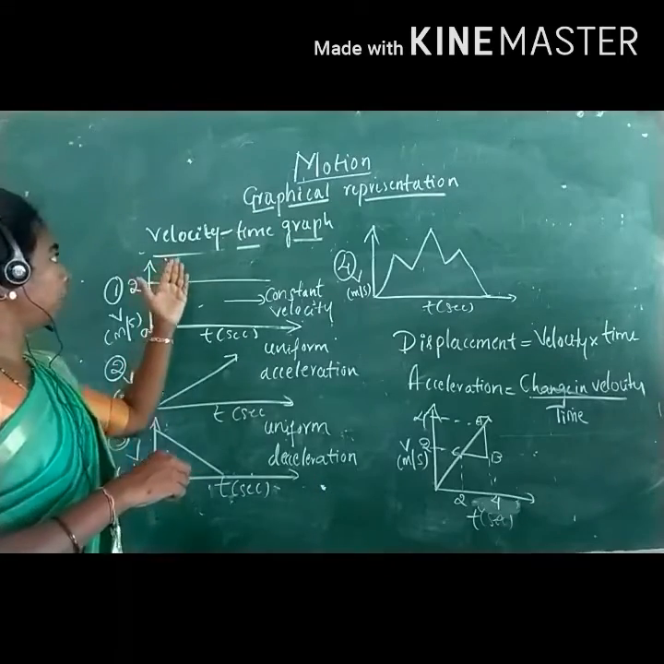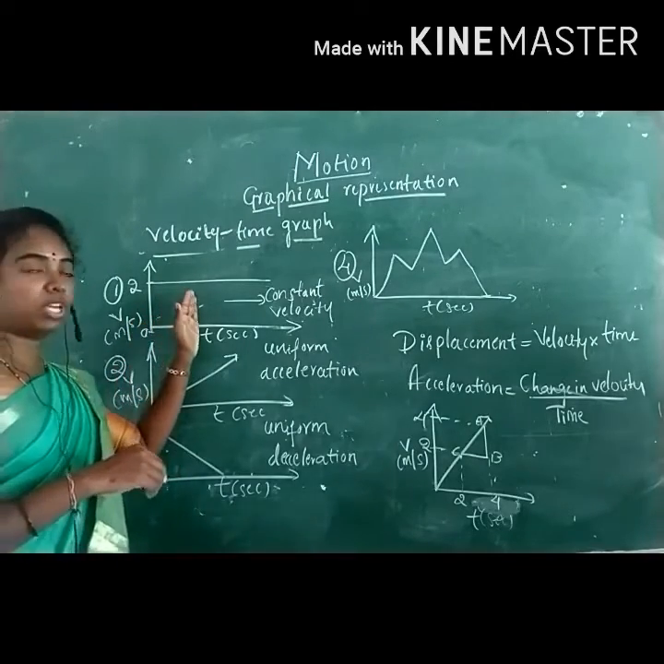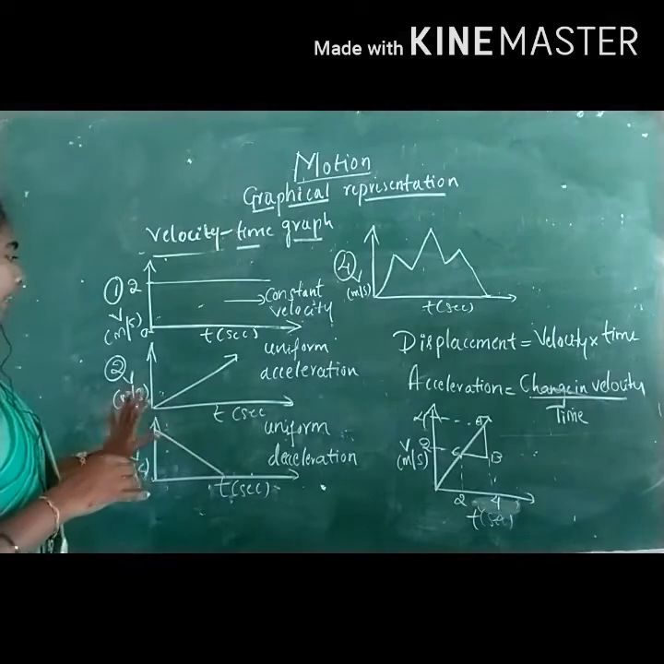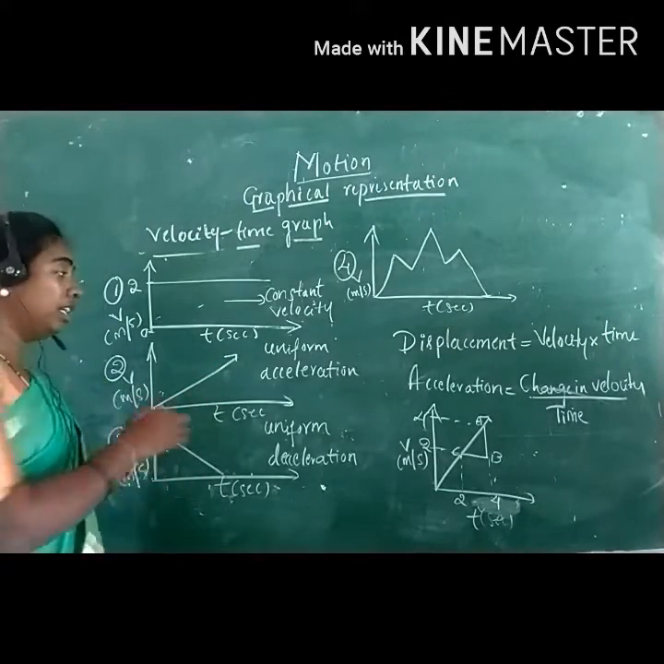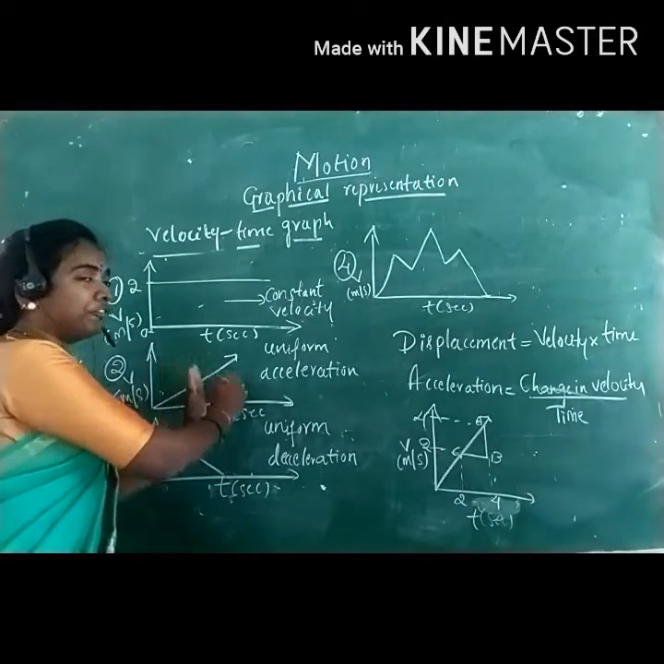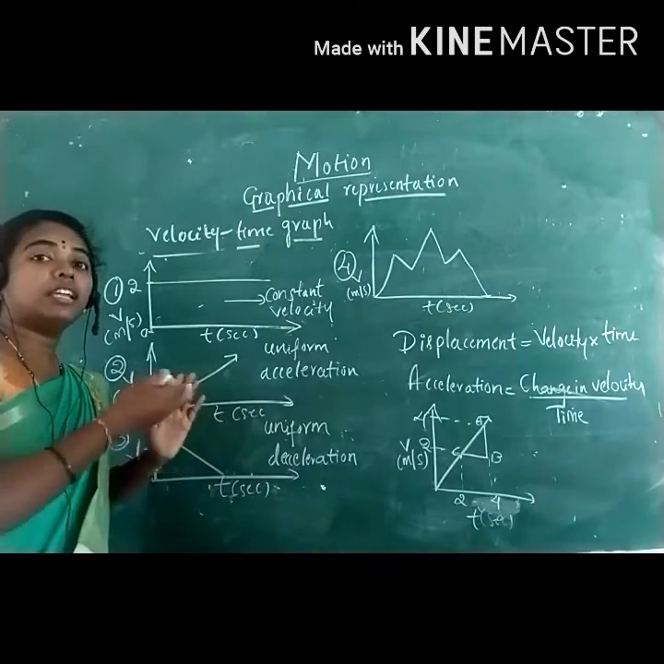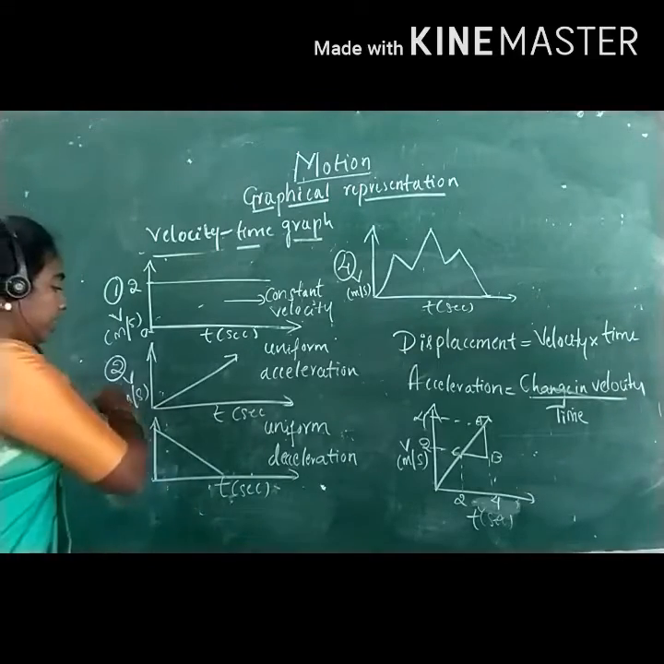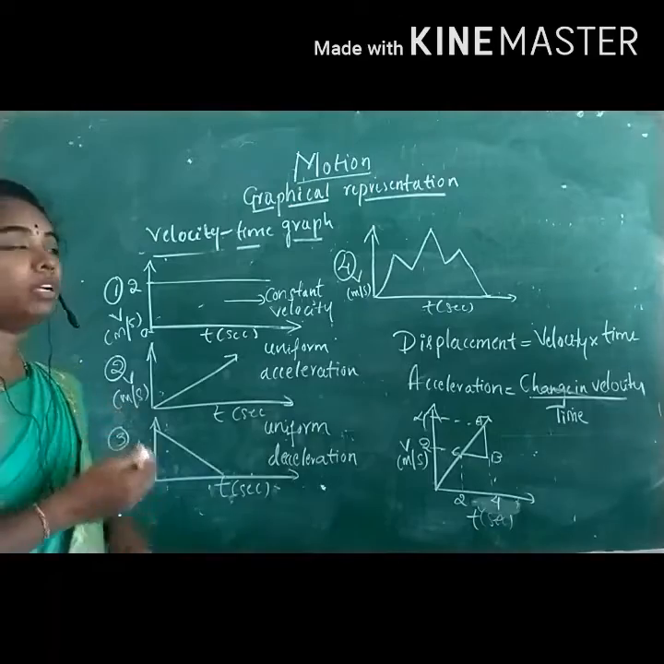Let us get into the velocity time graph. The first diagram shows that the body is moving with constant velocity. There is no change in velocity. The second diagram shows that the body is moving with uniform acceleration. It means it is changing. It is increasing its velocity at uniform rates, meaning equal amounts of velocity in equal intervals of time. The third diagram shows deceleration. It is decreasing its velocity at a uniform rate.